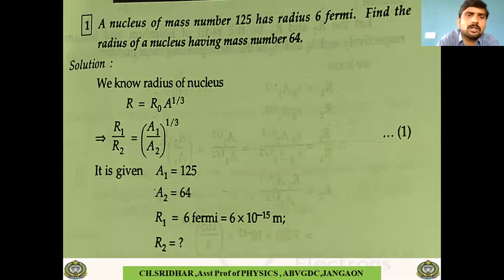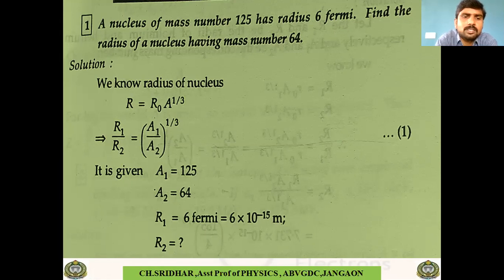Now this problem is based on the radius, R is equal to R naught into A to the power 1 by 3. A nucleus of mass number 125 has a radius of 6 Fermi. Find the radius of a nucleus having mass number 64. So R is directly proportional to A to the power 1 by 3. If you consider R cube, it is proportional to A. So R1 by R2 is equal to A1 by A2 to the power of 1 by 3.